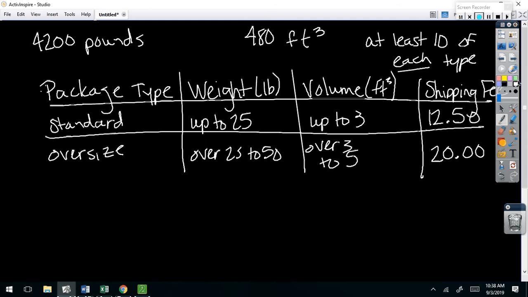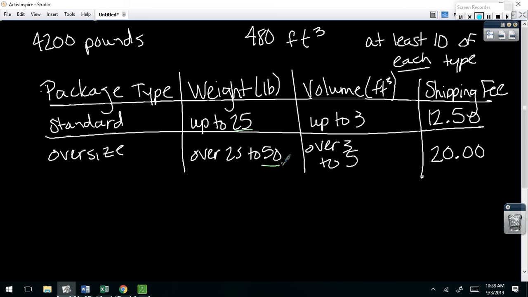Here we go. Notice the word. Part A says, write the constraints for this situation if all the packages are at the maximum weight and volume. Okay, so we're talking at 25, at 50, at 3, and at 5. So write the constraints.